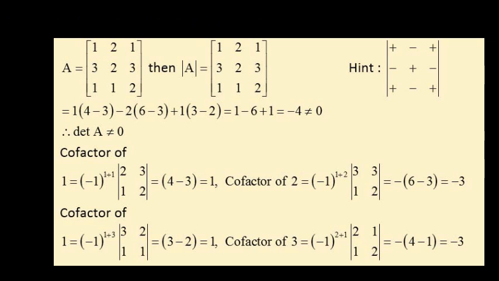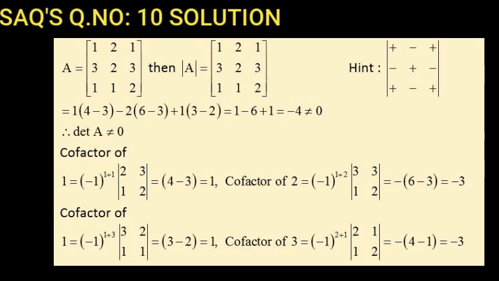Here the first row, first column element is 1. Therefore, the cofactor of 1 is equal to (-1)^(i+j) into its minor. Here i is the number of the row and j is the number of the column in which the element exists. Here that is equal to (-1)^(1+1) into its minor, which is det of 2, 3, 1, 2. Expanding this we get 1.